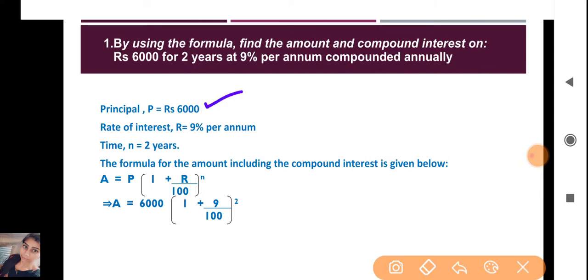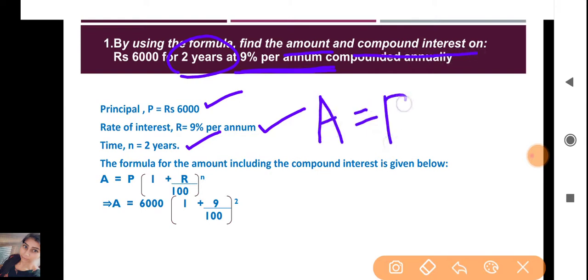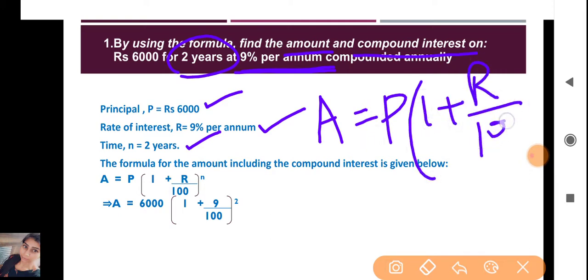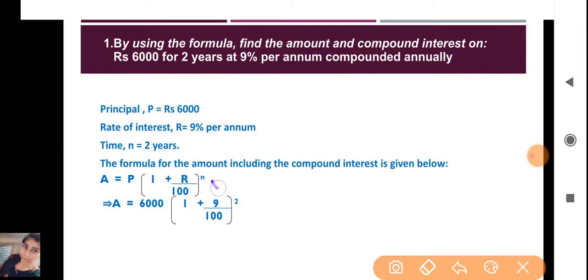My principal is 6,000. My rate of interest is 9% per annum. My time is 2 years, so n is 2 years. Now we need to find two things: compound interest and amount. The formula for amount is A equals P times (1 plus R by 100) raised to n. Right? So let us substitute the values.